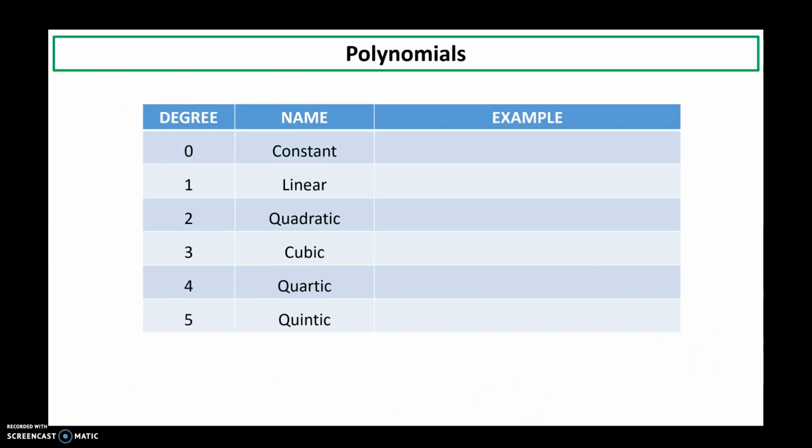Okay. Try and list examples of each of these types of polynomials. So polynomials are classified according to their degree. Okay, so give an example of a constant, a linear, a quadratic, a cubic, a quartic, and a quintic. These should not be unfamiliar.